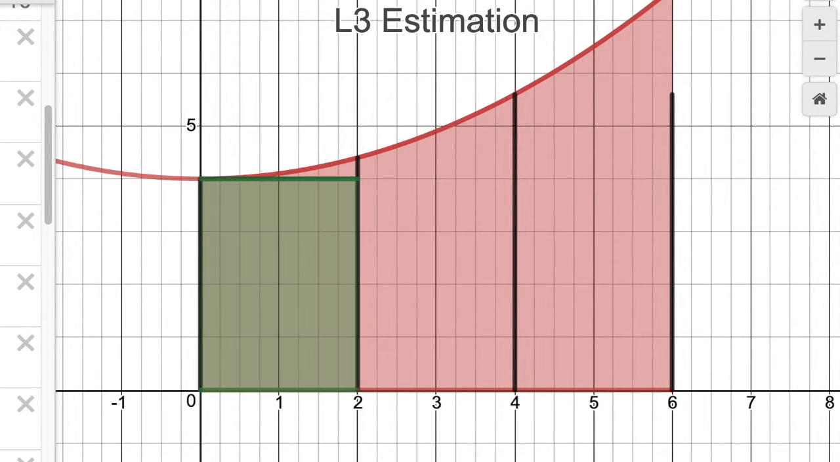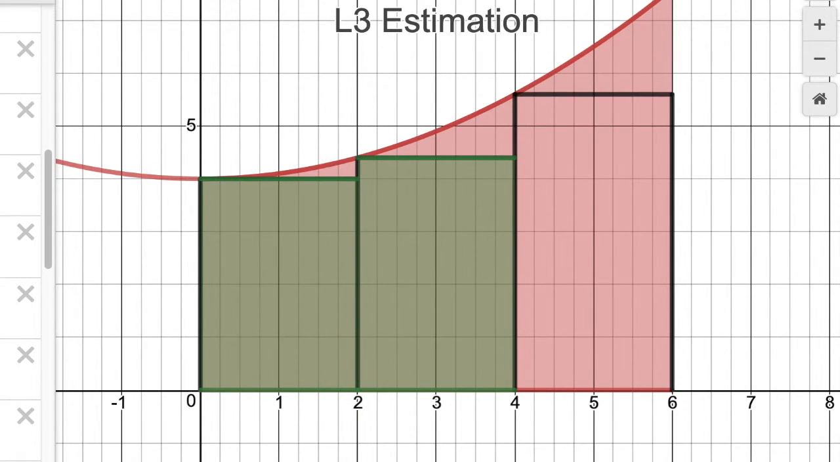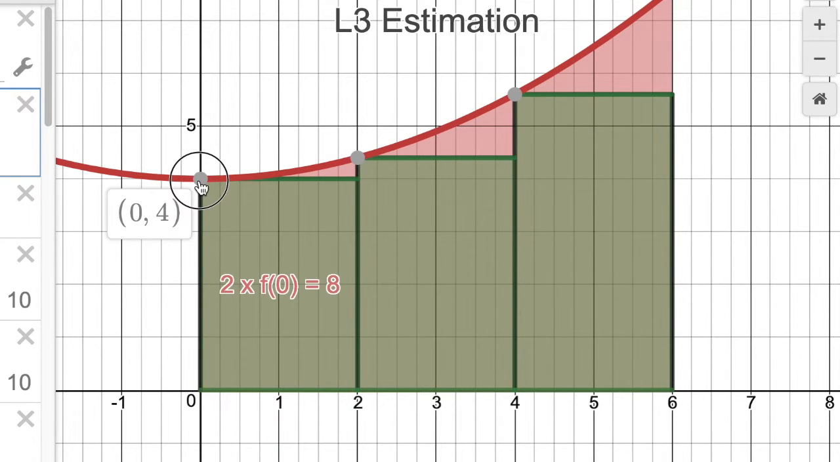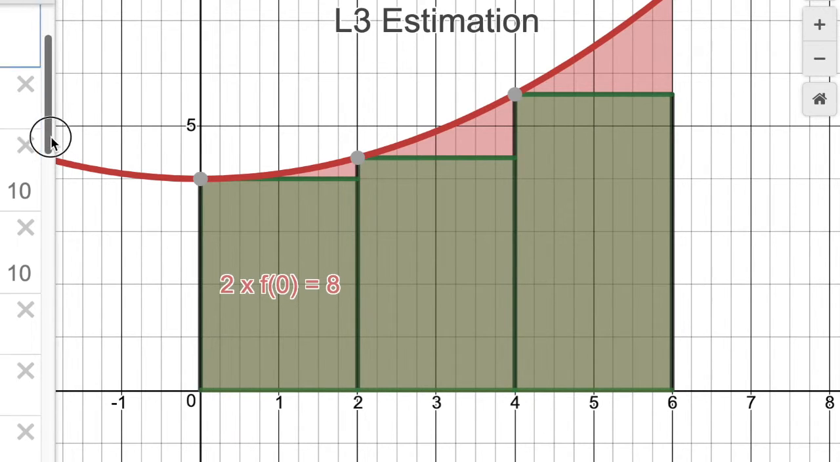So there's my shading. And there's my next rectangle, and it's shading, my next rectangle, and it's shading. Now, definitely going to be an underestimate again, but I'm hoping that this one will be a little bit better than our last L2, right? So let's say we have, this one's going to be 2 times f of 0, which f of 0 here is 4, right? All I have to do is click on it. If I have f, then I plug in 0 into my function, right?